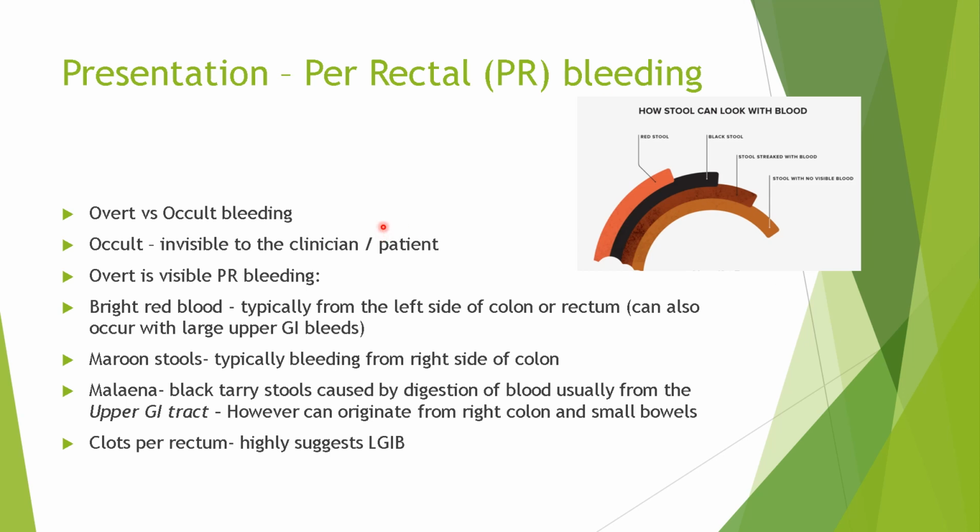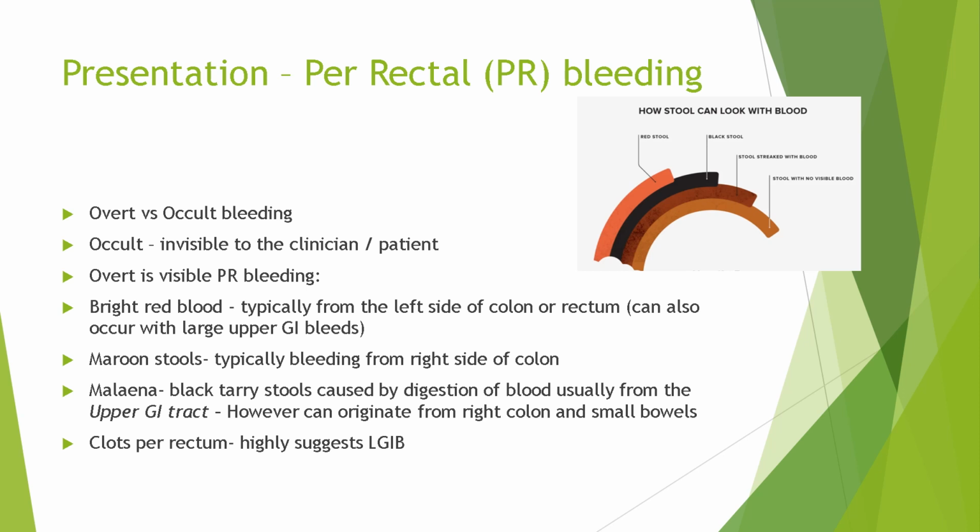Rectal bleeding could be overt or occult. Occult meaning is invisible to the clinician, and overt is visible. So the bright red type of bleeding, this can occur in the left side of the colon or the rectum, but it can also occur with large bleeds in the upper GI tract. Maroon type of bleedings occur from the right side of the colon.